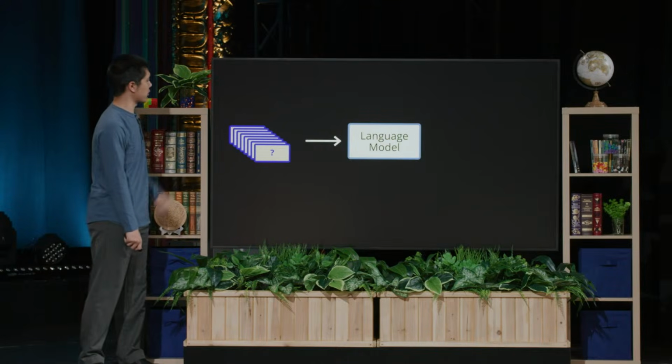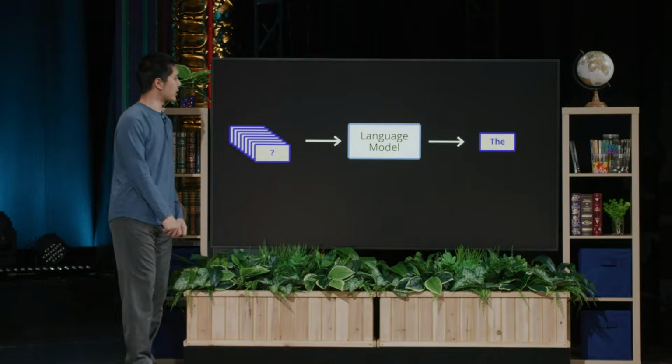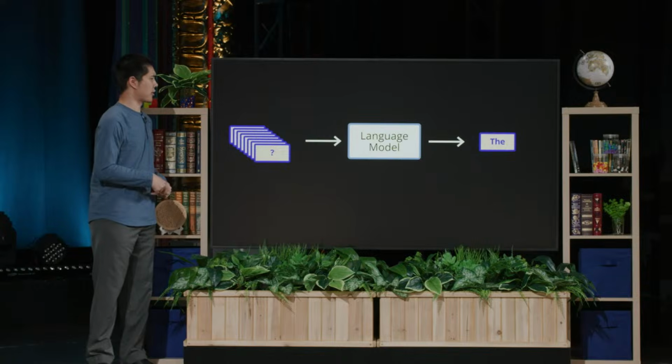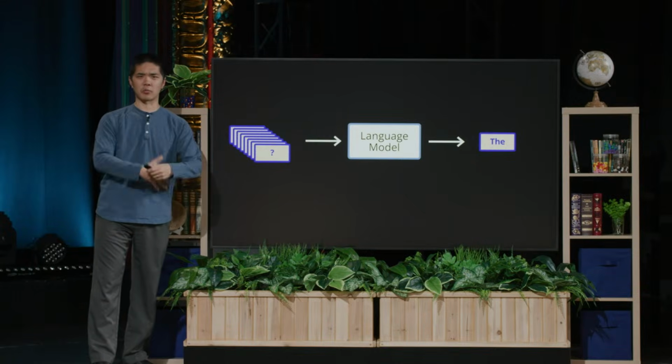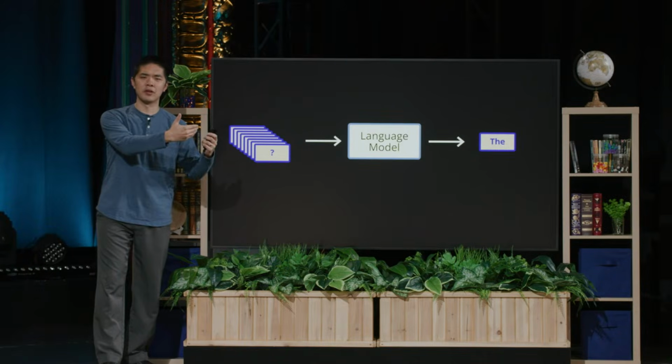So if we give all of these tokens to the language model, we might hope that what the model is able to come up with is something like the word the. That might be the first word of the answer. But of course, that's not the complete answer. The answer we're looking for is a bigger sentence. So now we want to know, well, what is the second word? Well, how would we do that?